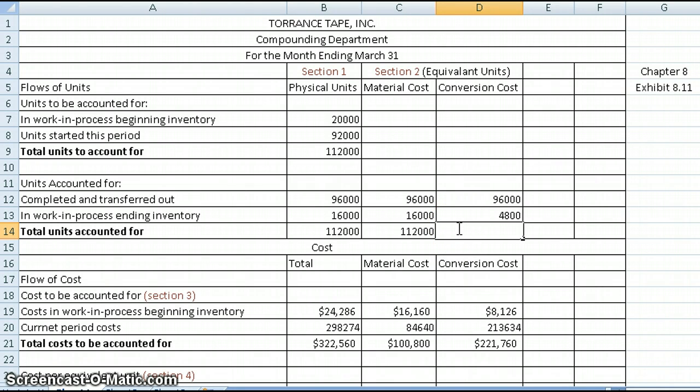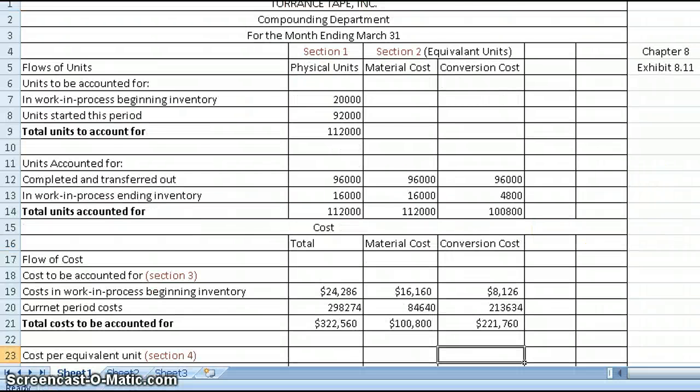Then we can compute the total units accounted for the conversion cost. This would give us 100,800. Now that we have our total units accounted for in the material cost and the conversion cost, we can move on to sections 3 through 5, to this area of the chart.